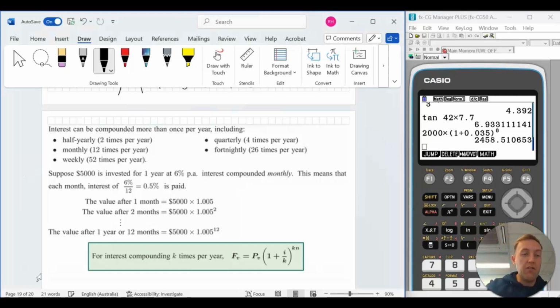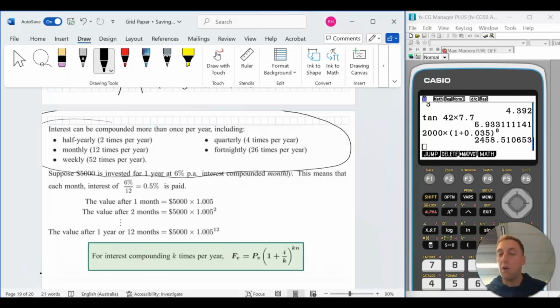So if we have a look here, we've got some different times, more than once in a year. So half yearly means we're compounding twice in a year. They're adding interest twice in a year, all the way up to weekly, which is 52 times. Now, the thing with this that we need to understand is you do not get that 6% 52 times a year. What we do is we divide it by the number of compounding periods.